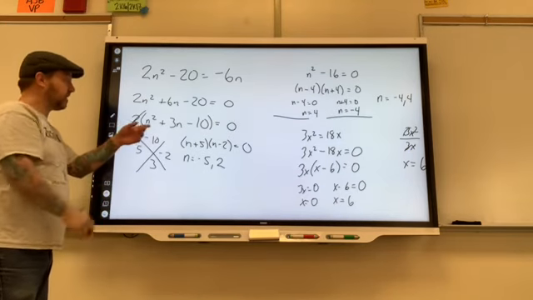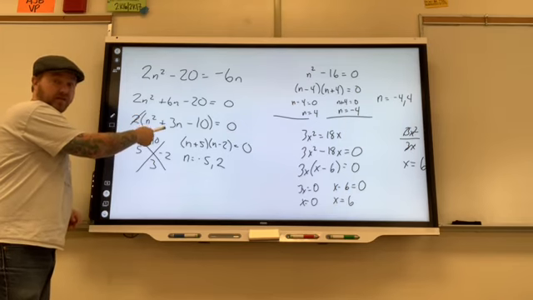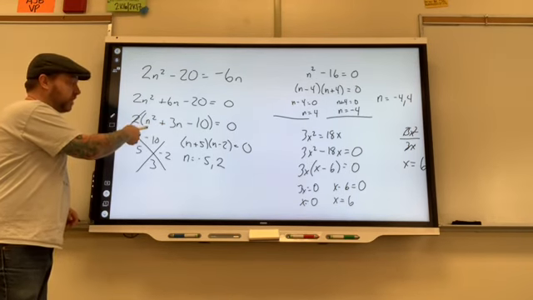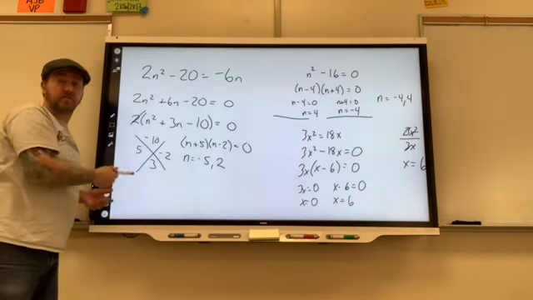You don't even need the rectangle. If a equals 1, remember it's ax squared plus bx plus c. If a is 1, you don't need the rectangle, just do the diamond, and there's your answers.